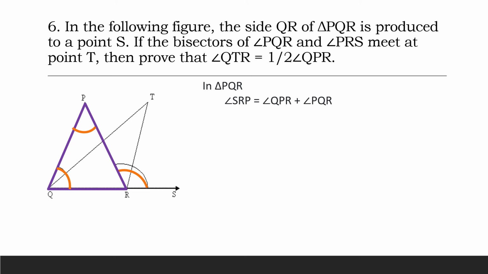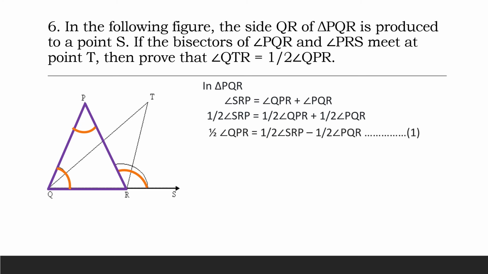Now let's divide these angles by 2. So we get half SRP equal to half angle QPR plus half angle PQR. Bring this half angle PQR to the left hand side. We get half angle QPR is equal to half angle SRP minus half angle PQR. Keep it as 1. Now see the next triangle TQR.